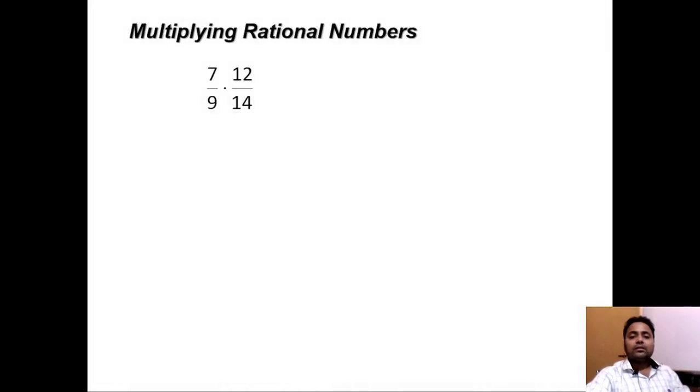Now multiplying rational numbers, like 7 by 9 into 12 by 14, then we can see here 7 divides 14 2 times, 3 divides 9 3 times and 3 divides 12 4 times. So 4 into 1 by 3 into 2 means 2 by 3 is the final answer of this multiplication.